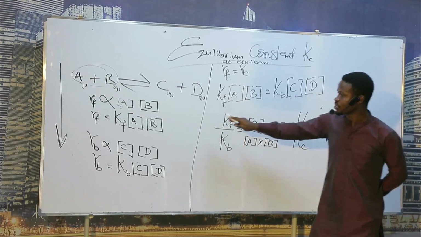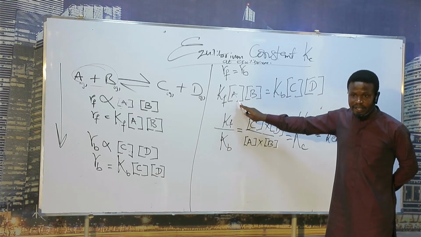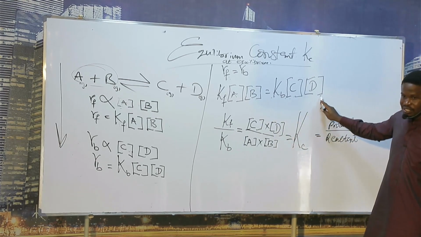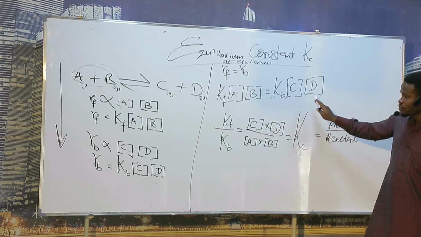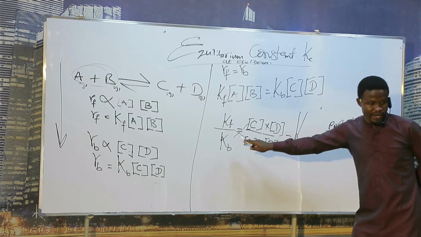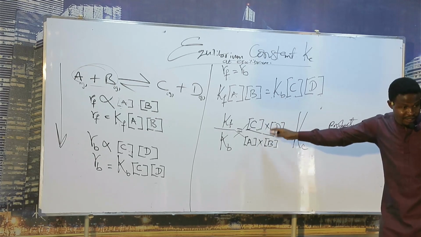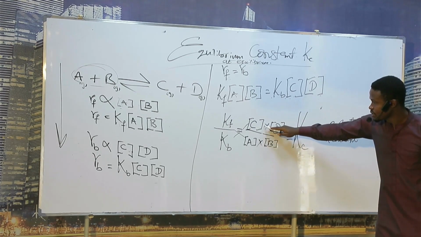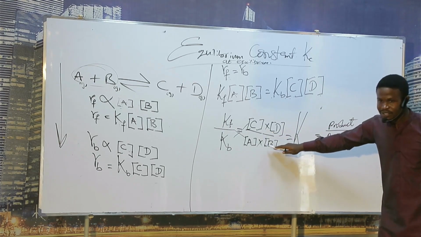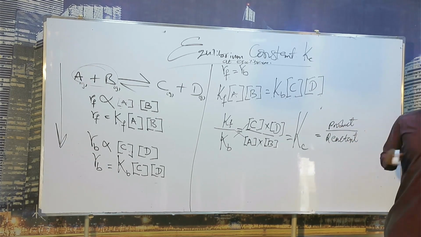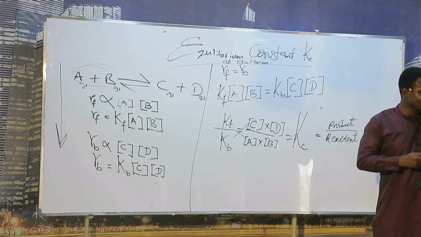And the forward reaction is KF times A times B. It will be equal to KB times C times D. So KF should go down, while KB comes up if you want to expand this. This is the product, while this is the reactant. It is equivalent to the equilibrium constant, which is product over reactant. So, class, what is the equilibrium constant? Define it.